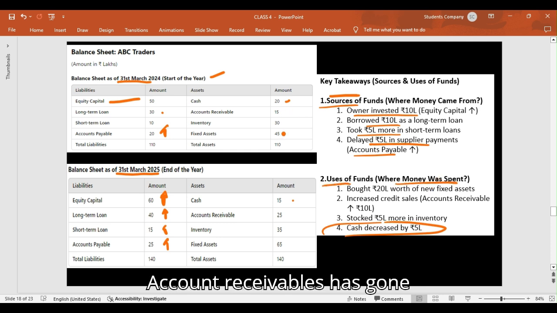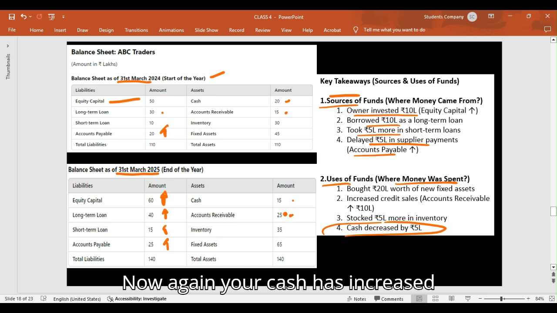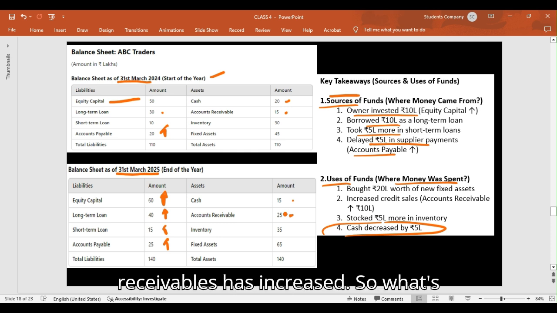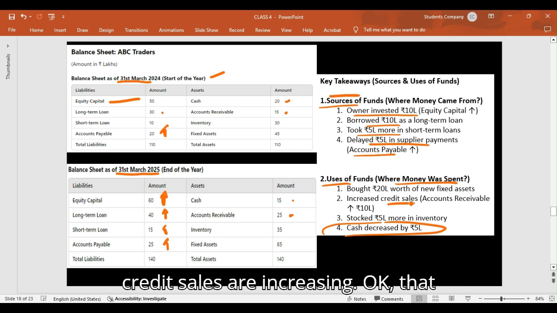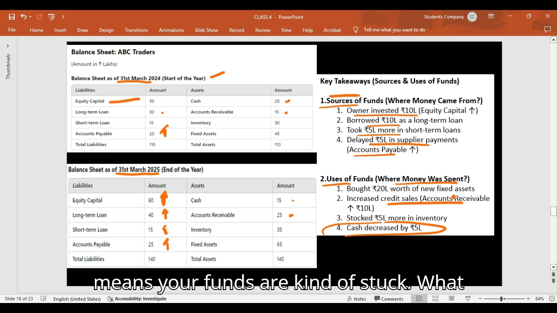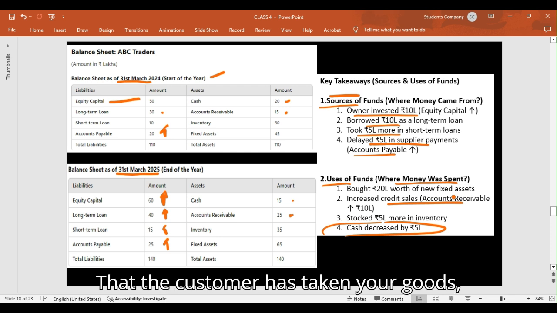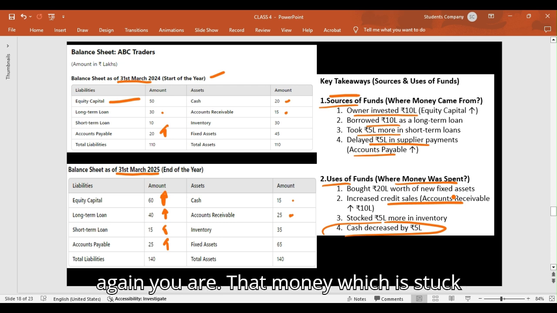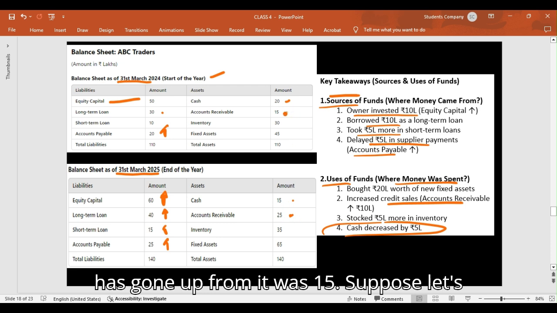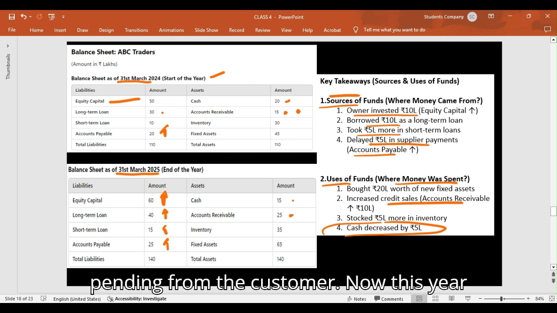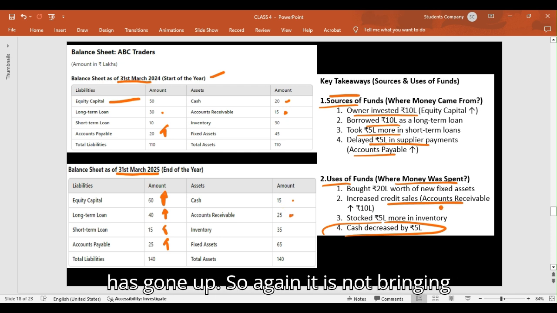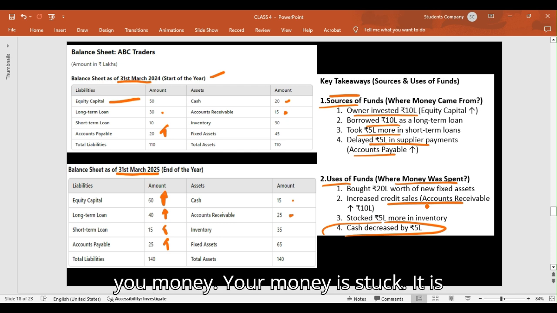Accounts receivable has gone up from 15 to 25. So sorry, not cash, your accounts receivable has increased. So what's happening with accounts receivable? Your credit sales are increasing. That means your funds are kind of stuck. What is accounts receivable or credit sales? The customer has taken your goods, you have sold goods, but you have not got your sale money. So that money is stuck. It was 15 lakhs pending from the customer. Now this year the customer has to give you 25 lakhs. So the credit sales have gone up. Again, it is not bringing you money. Your money is stuck. It is again a use of fund.